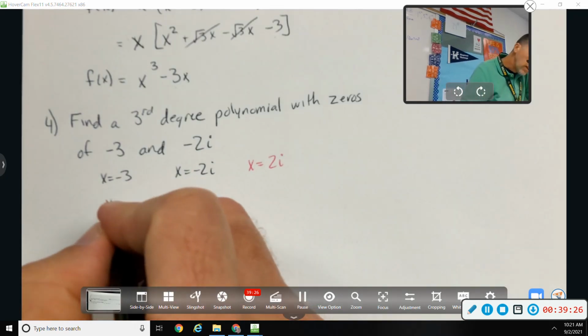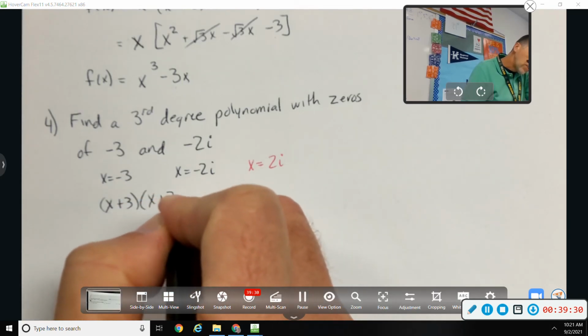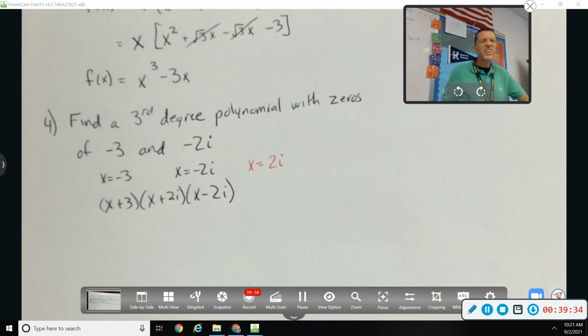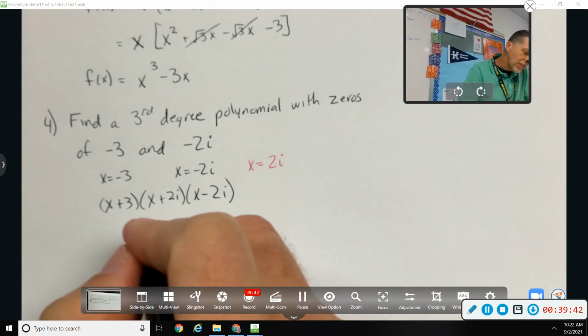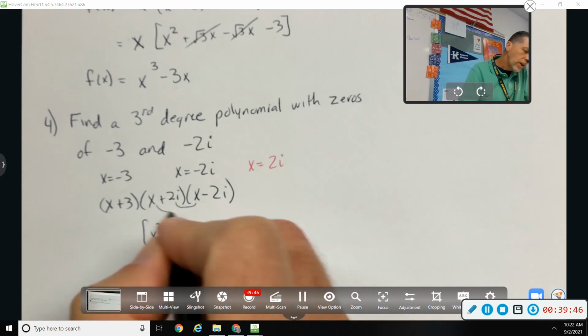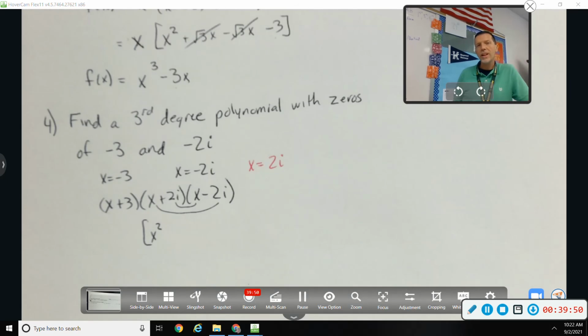So x plus 3, x plus 2i, x minus 2i. It's going to be a yucky one again, although there should be some canceling going on. The x squared plus 2ix minus 2ix will go away, so I'm not going to write it out this time. We've done enough of those. The 2ix and the negative 2ix cancel out.